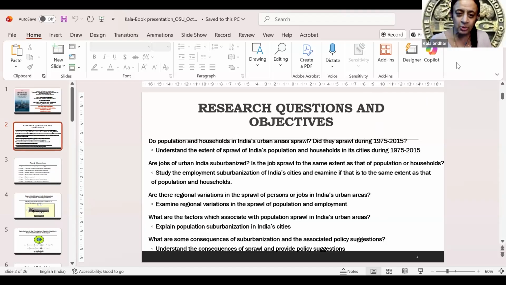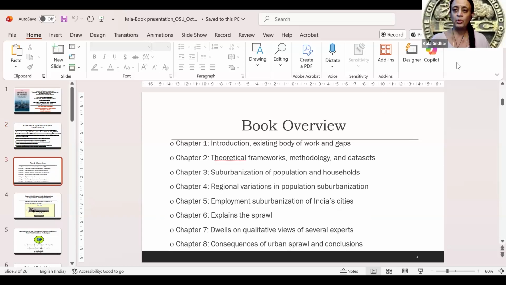So, continuing on with my book, this is the overview of the book. Chapter 1 is an introduction which summarizes the existing body of work on the subject and points out gaps in the existing body of work that this book tries to address. Chapter 2 talks about the theoretical frameworks, methodology, and datasets that I used. And Stephanie asked me to emphasize this, so I'll certainly talk about it a bit.